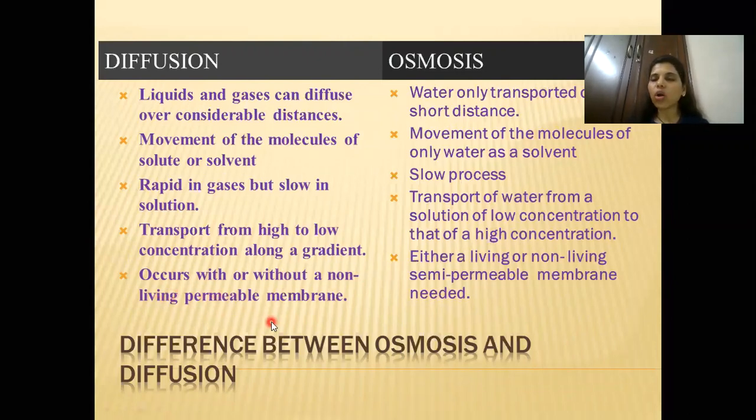Diffusion occurs with or without the non-living membrane. So there is no need of a membrane. It can be there or it cannot be there. But in case of osmosis, a semi-permeable membrane is necessary. It has to be there. Then only you can call it osmosis. Otherwise, it is diffusion.